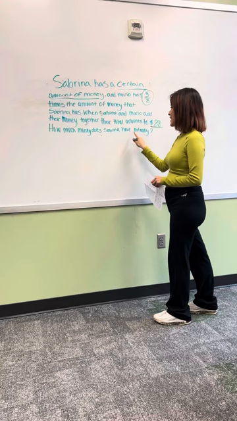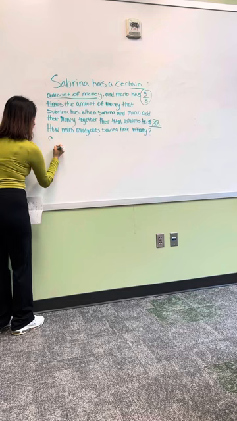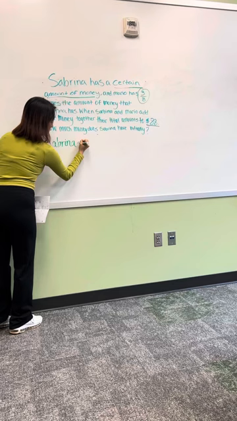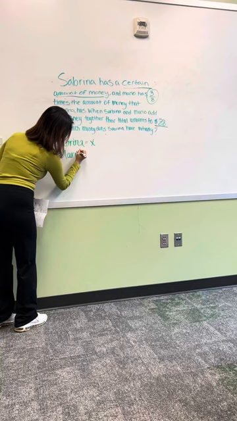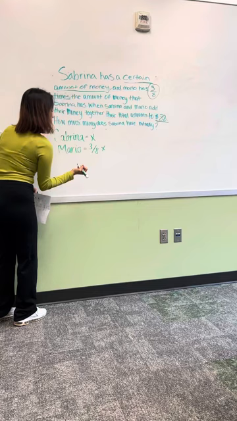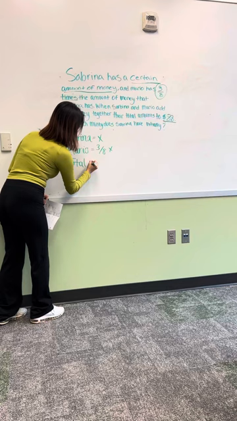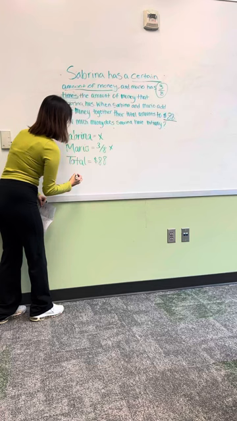So we're gonna write down what we know already. Sabrina has X amount of money. Mario has 3/8 of what she has, and together they have $88. And what we're looking for is how much Sabrina has. We're looking for what she has.